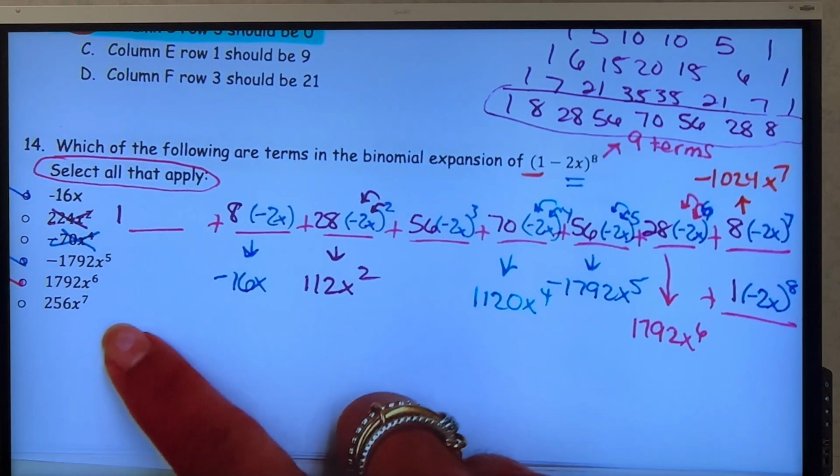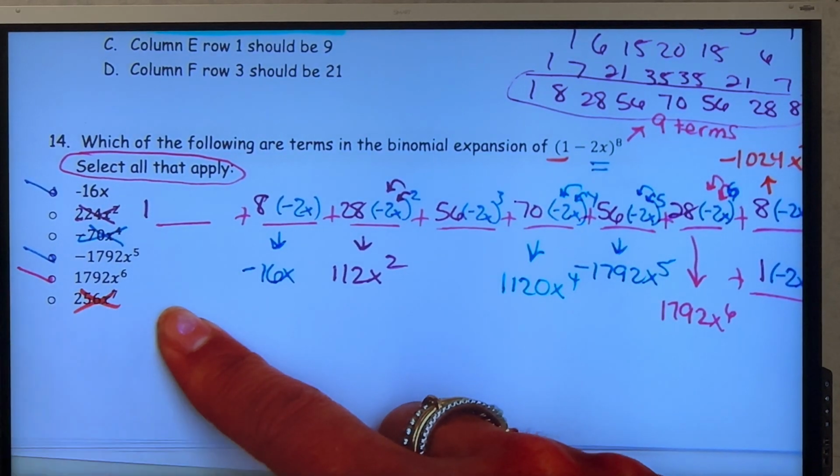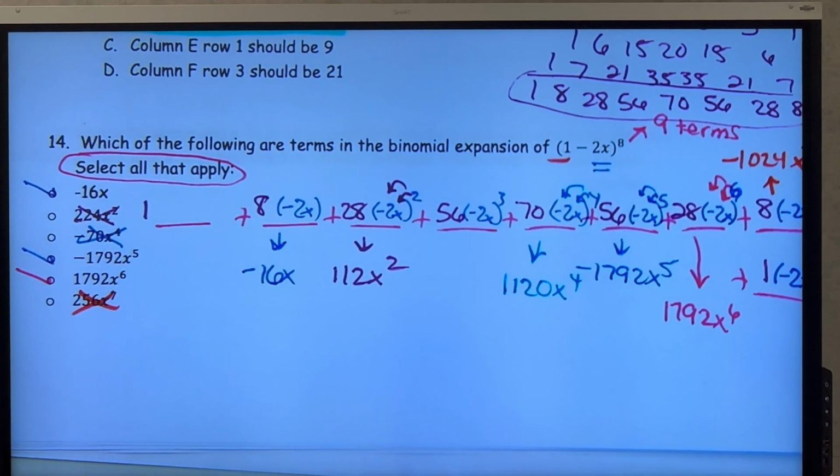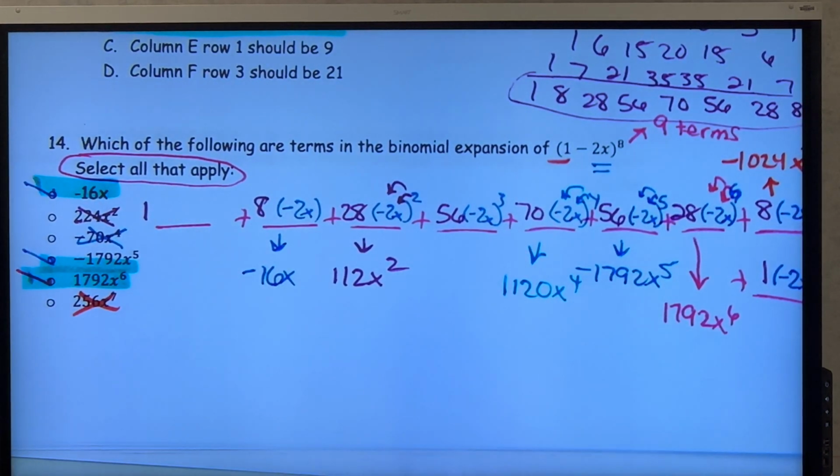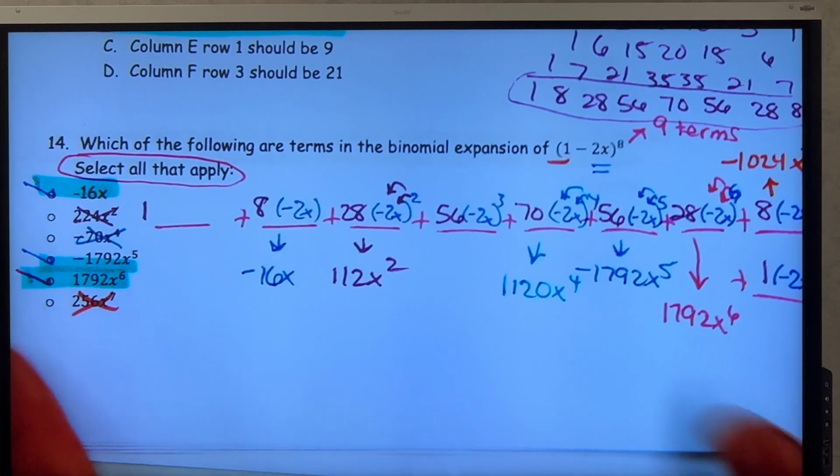Is that what it says? And no. So it's just those 3 options. Okay, so this one, and this one. And that was number 14.